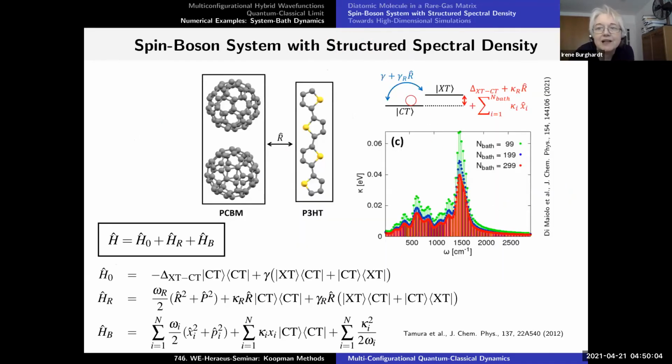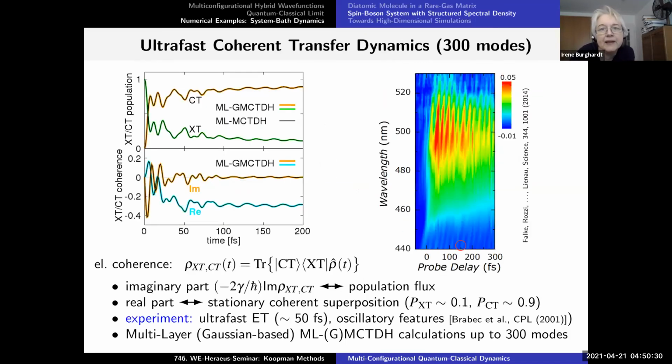Now, the second example I wanted to show is this spin boson system that we refer to. It's actually an idealized model for a real system where we have electron transfer or exciton dissociation, which is relevant for organic photovoltaics. Essentially, it's a two-level system with a structured spectral density. And we actually get detailed molecular information on what the spectral density looks like.